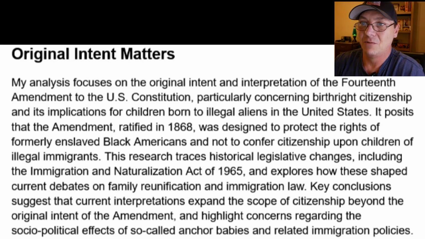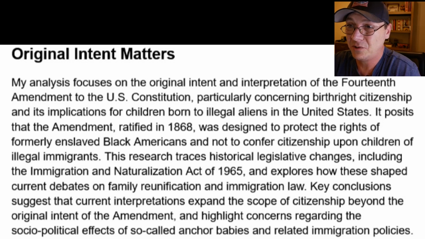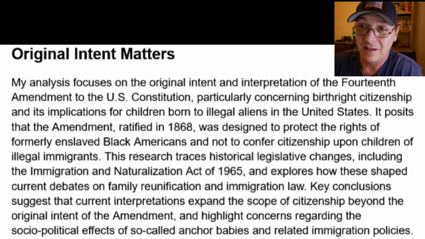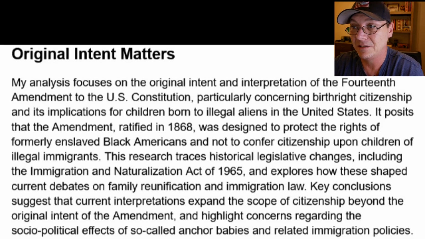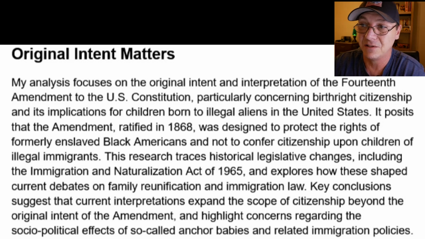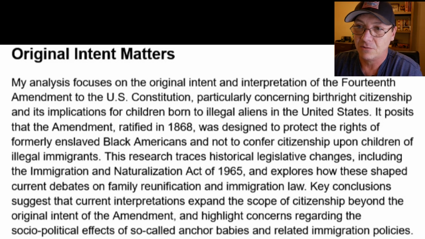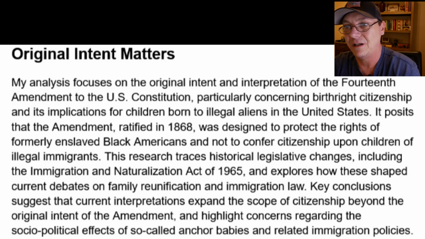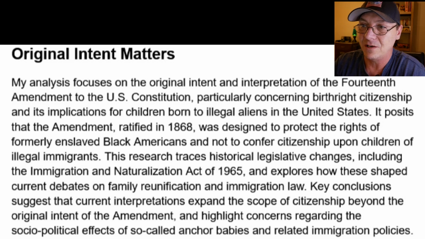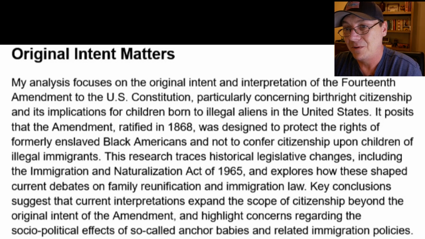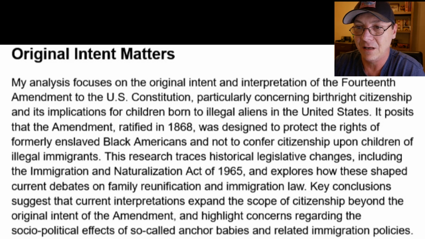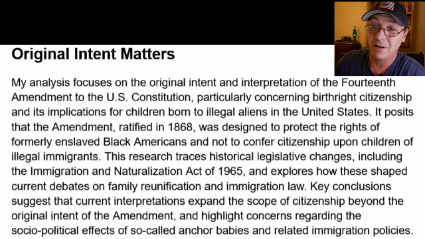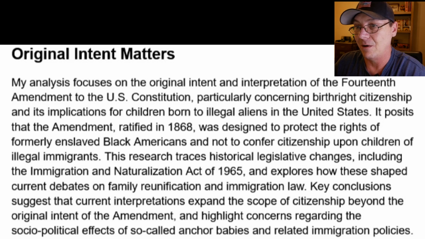So my analysis focuses on the original intent and interpretation of the 14th Amendment to the U.S. Constitution, particularly concerning birthright citizenship and its implications for children born to illegal aliens in the United States, also called anchor babies. It posits that the amendment ratified in 1868 was designed to protect the rights of formerly enslaved Black Americans and not to confer citizenship upon children of illegal immigrants. This research traces historical legislative changes, including the Immigration and Naturalization Act of 1965, and explores how these shaped current debates on family reunification and immigration law. Key conclusions suggest that current interpretations expand the scope of citizenship beyond the original intent of the amendment and highlight concerns regarding the socio-political effects of so-called anchor babies and related immigration policies.